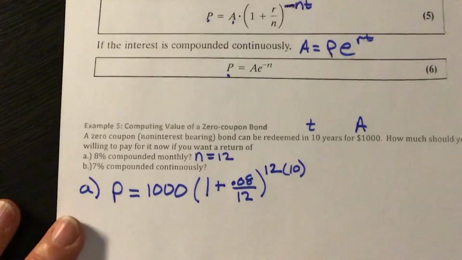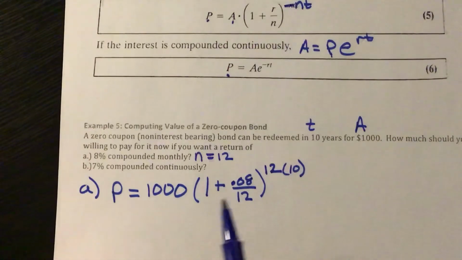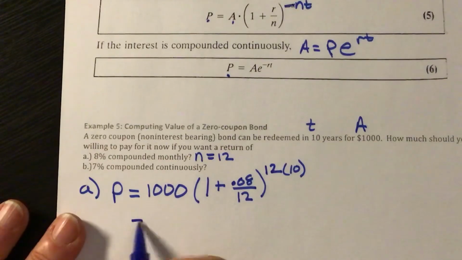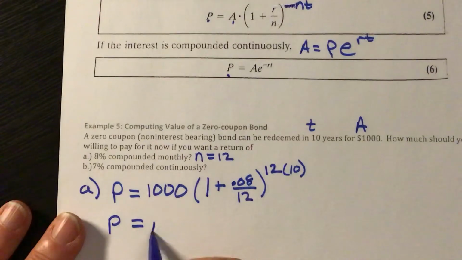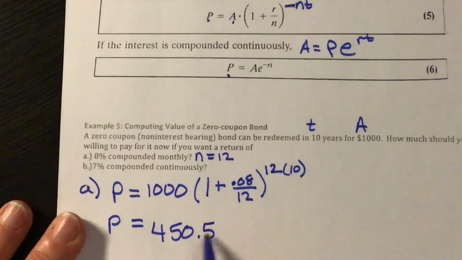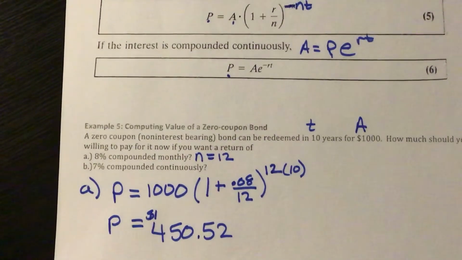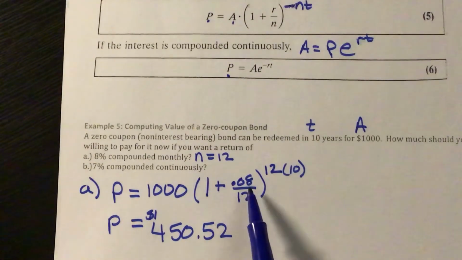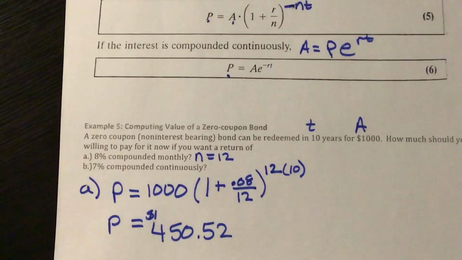All right, so we have this calculation to do. I can put that in my calculator, so I can type it in exactly as I see it here. And when I do that, that P value is going to be $450.52. So that means if I invest $450.52 for 10 years at an interest rate of 8% compounded monthly, I'll have $1,000.